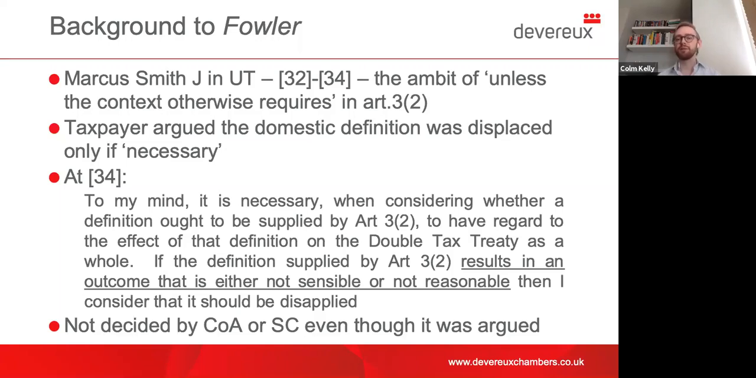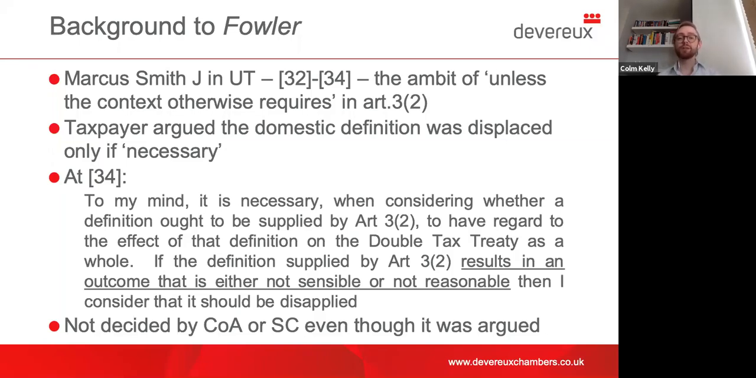And it wasn't simply that it was going to be desirable or reasonable or anything lower than that. It was a very high standard. That argument was rejected by Marcus Smith, who said what you'll see quoted there in paragraph 34. And he's happy to disregard the domestic tax law meaning if it results in an outcome that is either not sensible or not reasonable. So a standard that's at least lower, maybe significantly lower than a test of necessity.